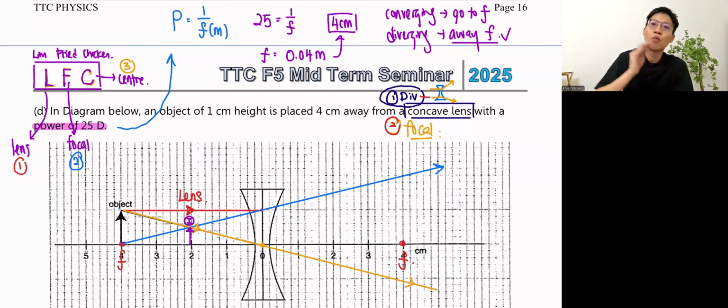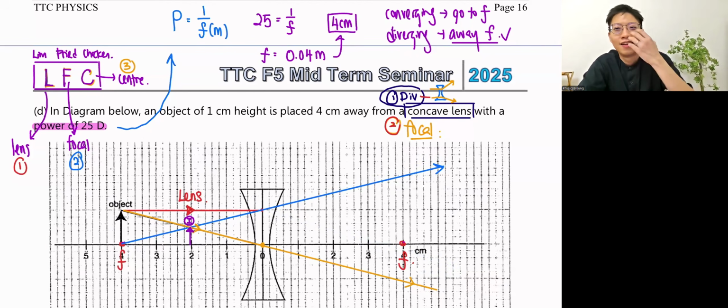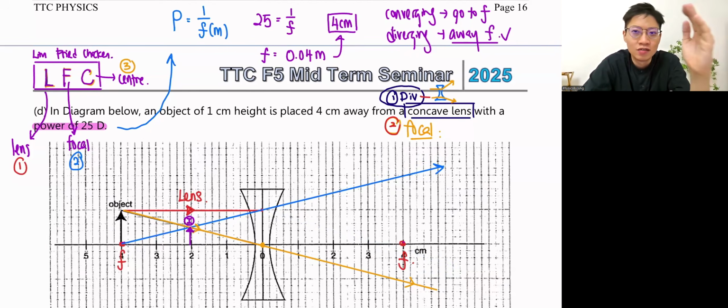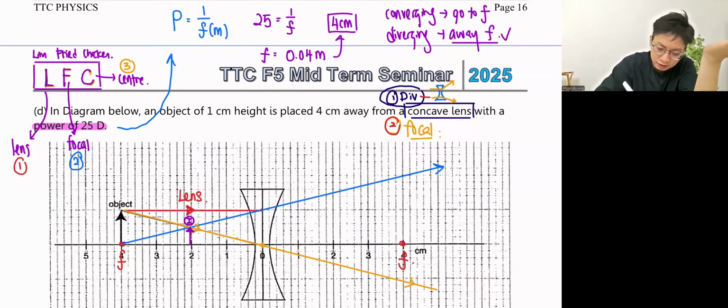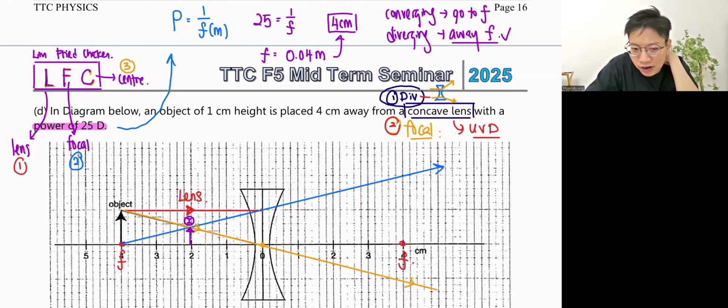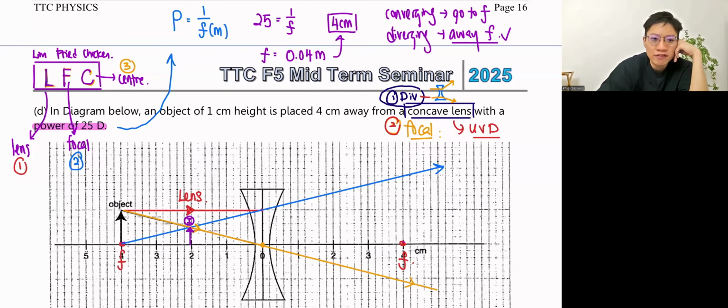Okay, now, once I reach this stage, can anybody tell me what is wrong with my picture? It's upright. Okay, Abigail. Yeah, for a concave lens, the image is upright. Yeah, correct. The problem is I never put the dotted line.